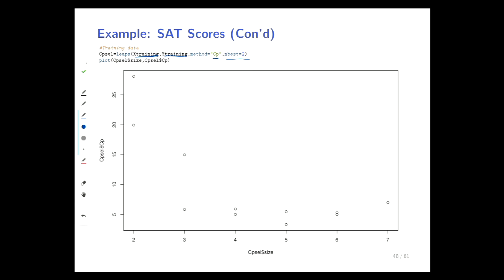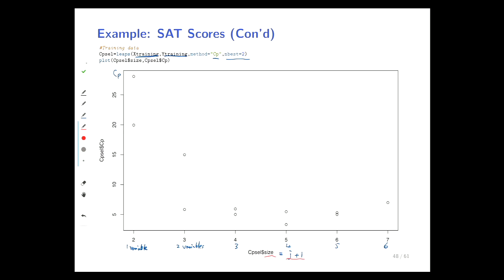So the y-axis here is the Cp statistic, and for the x-axis we have the size. So what's size? Size just equals the number of variables j plus 1. So 2 just means we consider 1 variable, 3 means we consider 2 variables, and 4 means 3 variables. So size is just another name for j plus 1.